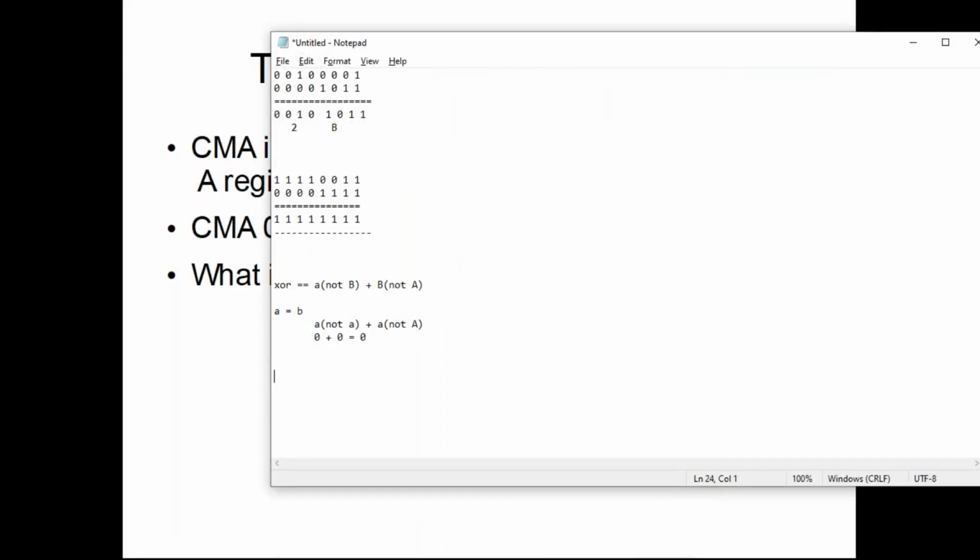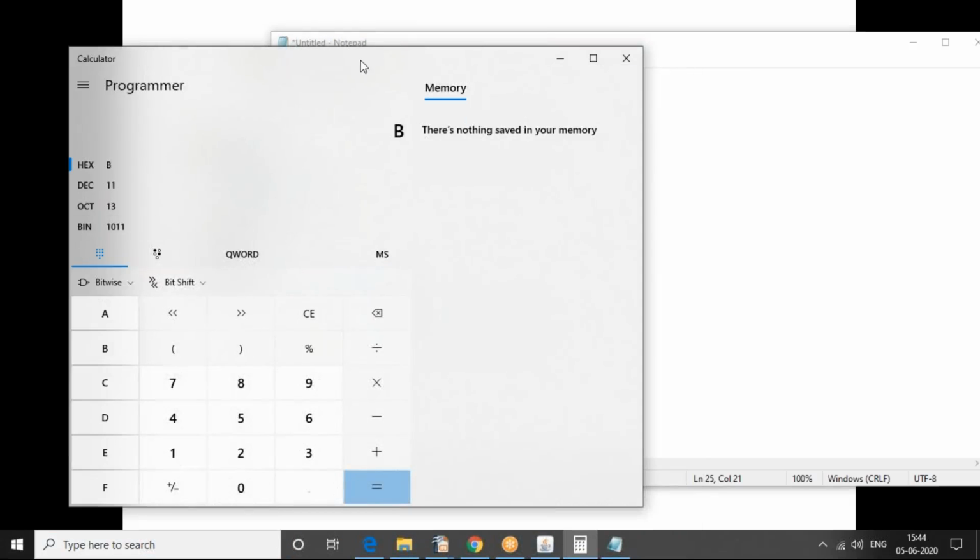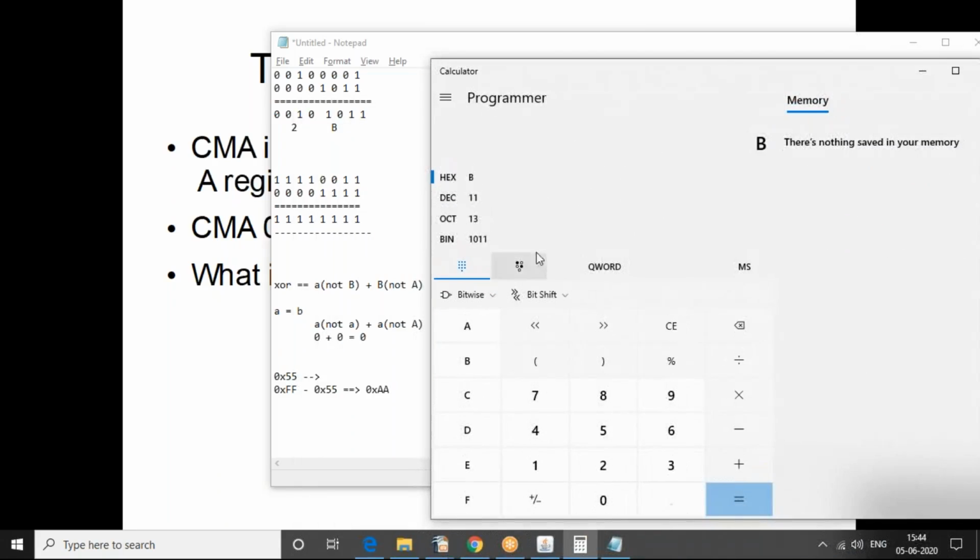55 is the number, 0x55 is the number. So we want to complement it. To find that, we will do 0xFF minus 0x55. If you do that, you will get 0xAA. I know this looks too complicated to you. You might not be able to subtract hexadecimal numbers this quick, but once you are pretty much used to microcontrollers, you will be able to do that.